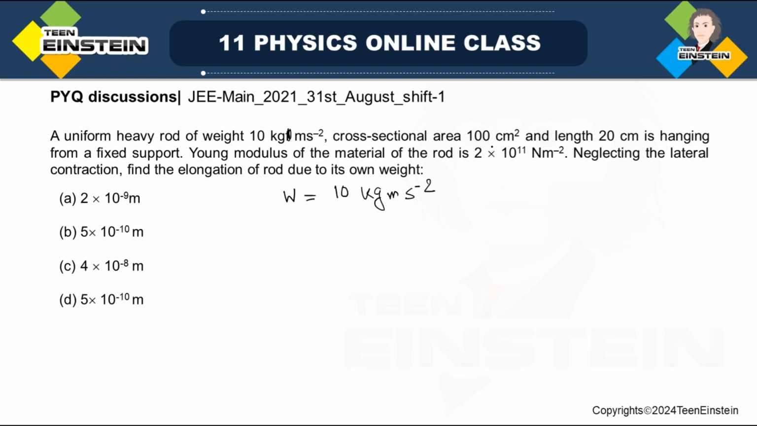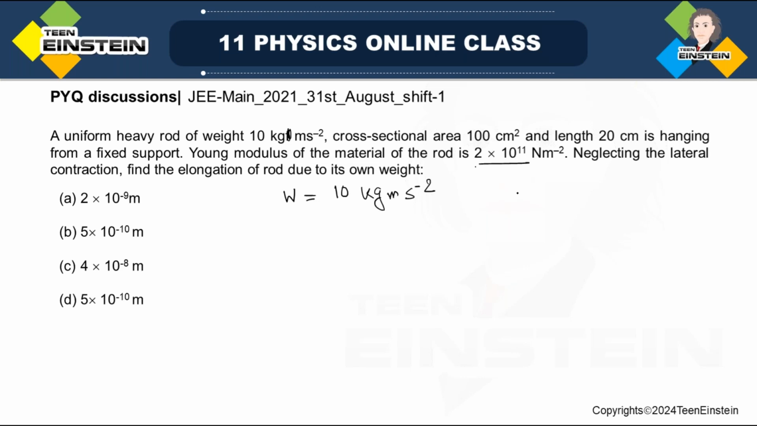Cross sectional area 100 centimeter square. Length 20 centimeter is hanging from a fixed support. Young modulus of the material of rod is 2 into 10 to the power 11 Newton per meter square. Neglecting the lateral contraction, find the elongation of the rod due to its own weight.